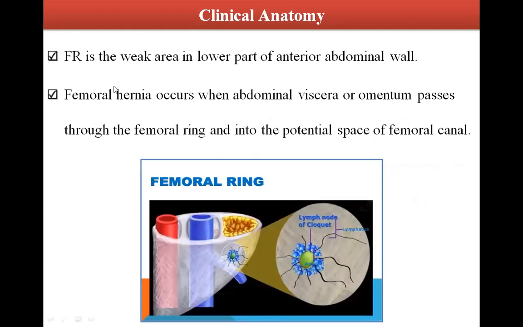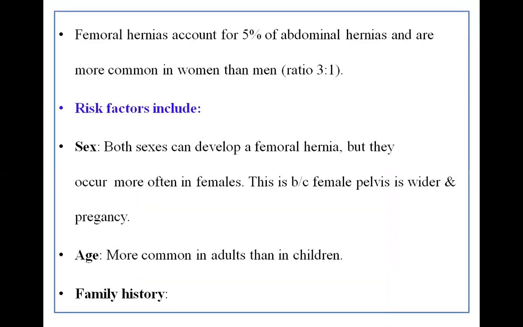Clinical anatomy. Femoral ring is the weak area in the lower part of the anterior abdominal wall. Femoral hernia occurs when the abdominal viscera or the omentum passes through the femoral ring into the potential space of the femoral canal.